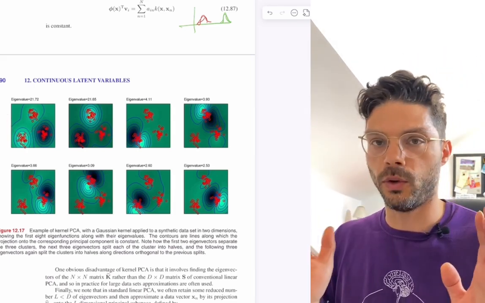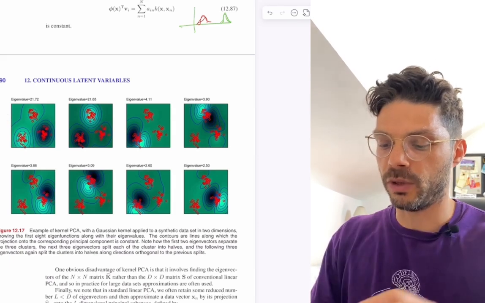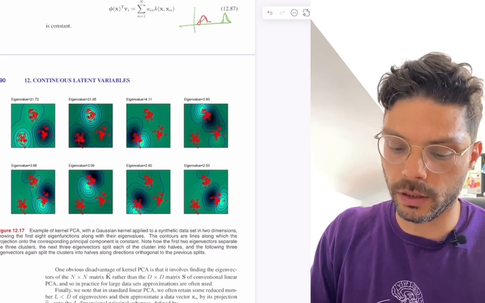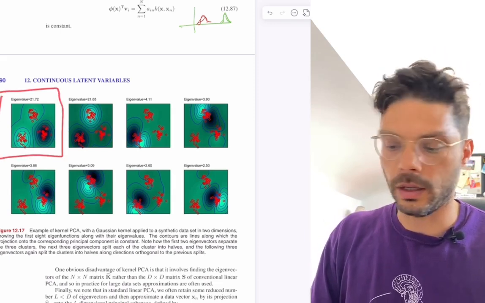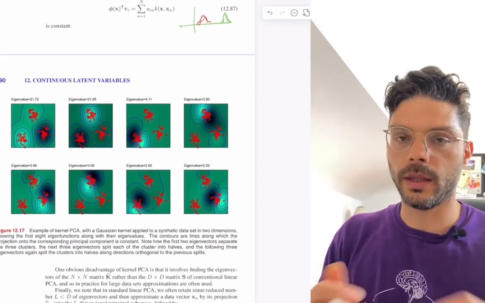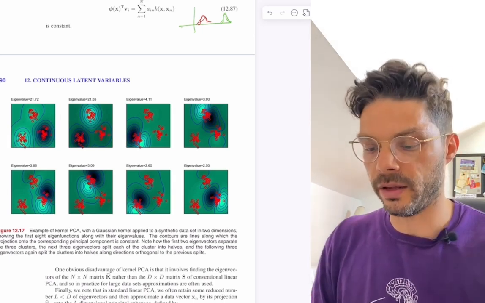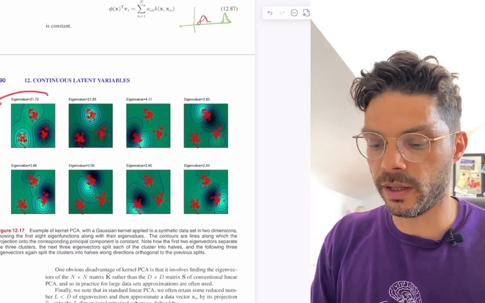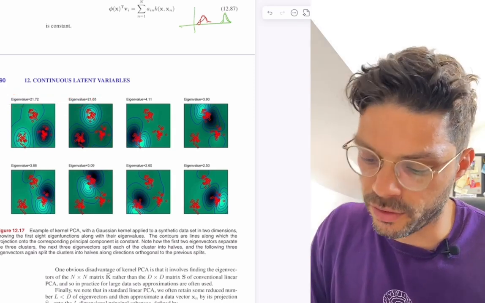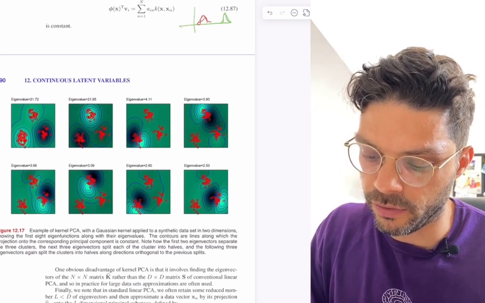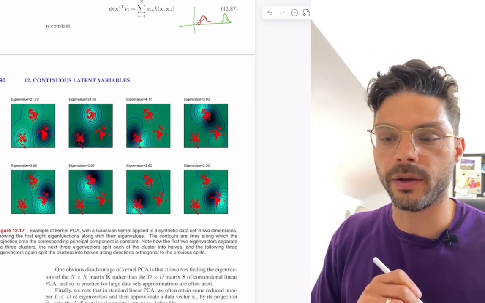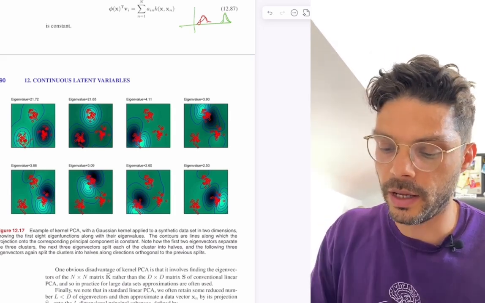Whereas the cool thing with kernel PCA is what's shown here. Each one of these plots is always the same data, the same points, but we are showing the contour lines for one of the eigenvectors. There's the first eigenvector, the second one, and so on. The first eigenvector puts a very large value on this particular cluster, a very small value on that one, and an intermediate value there. That's determined by the colors, and you can see the contours falling off.